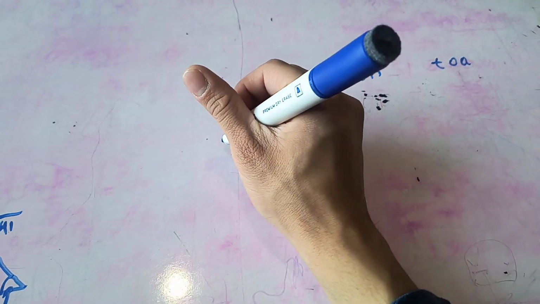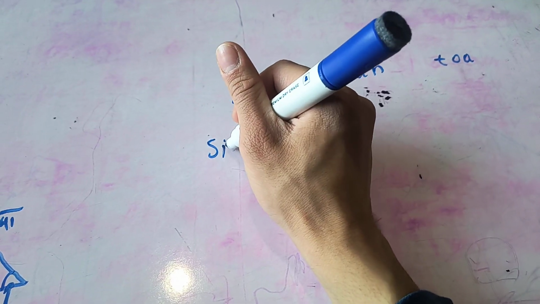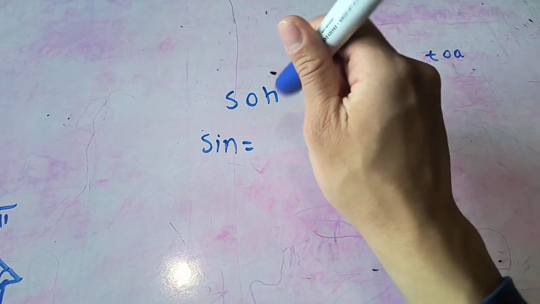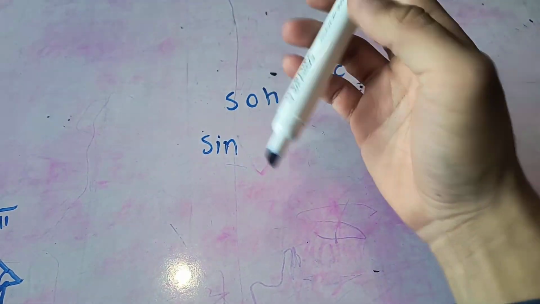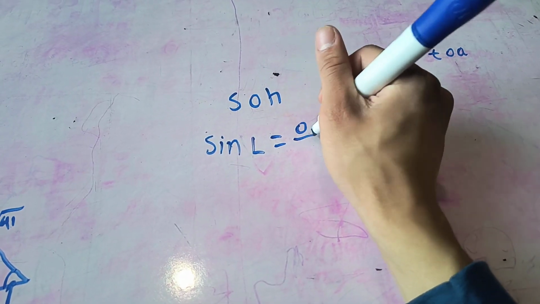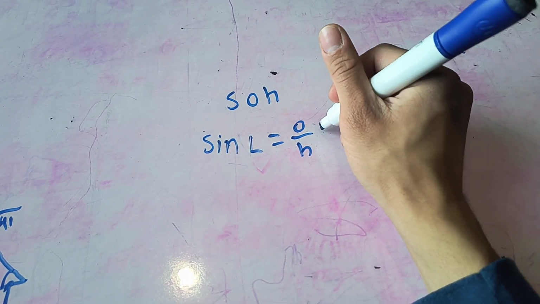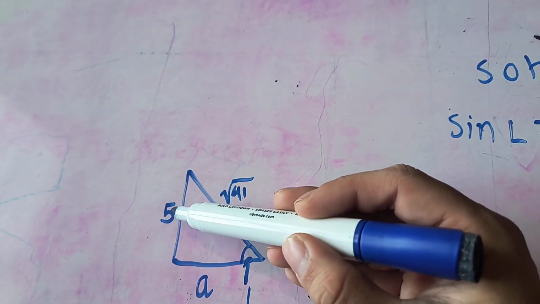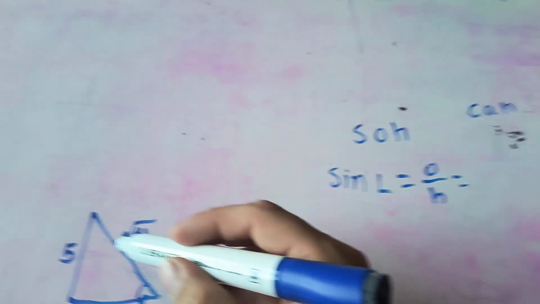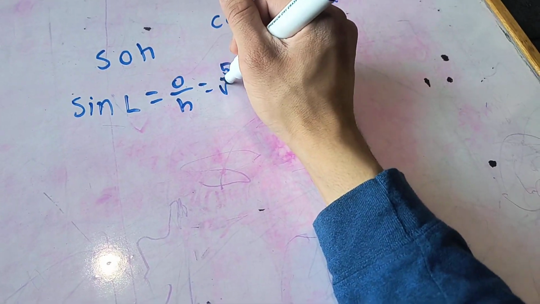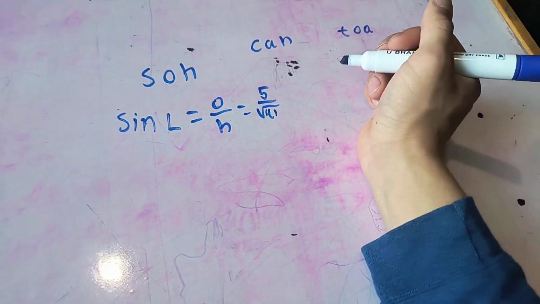So let's find sine first. Sine of L would be equal to, sorry, let me write that angle, sine of L would be equal to opposite over hypotenuse. Now the opposite for this angle would be this one right here, 5, and the hypotenuse is this one, 5 over the square root of 41.